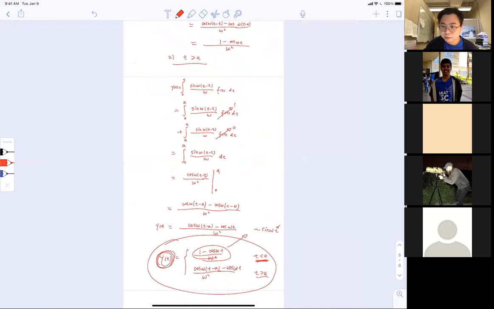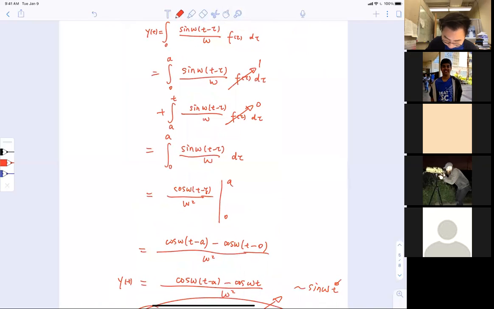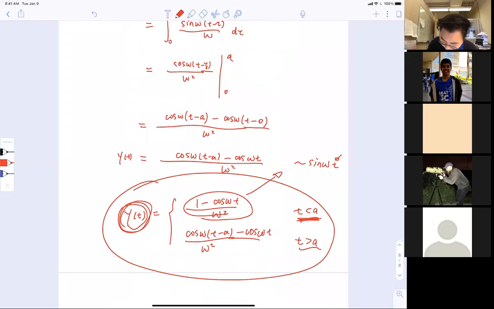A quick question: when you said you want to plug in t equals 0, I think it is only for the first case, right? Because 0 is smaller than a. Yeah, sure. I'm working on this one. Okay. Thank you. By the way, any other questions?